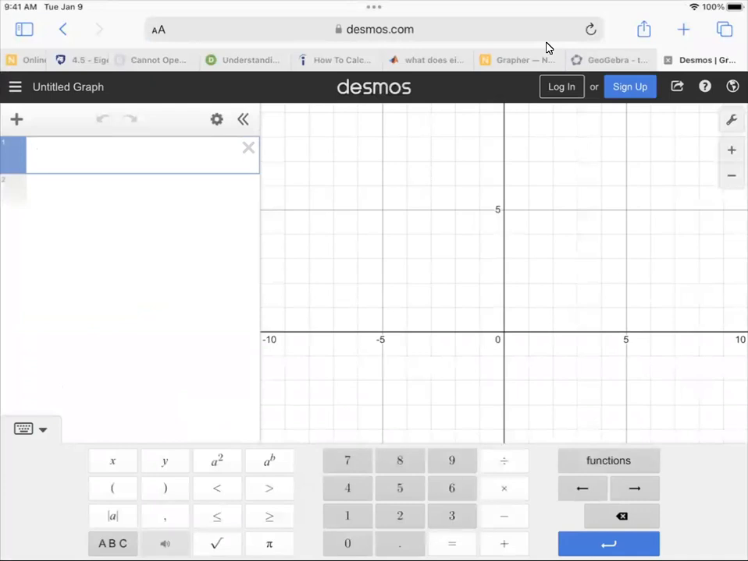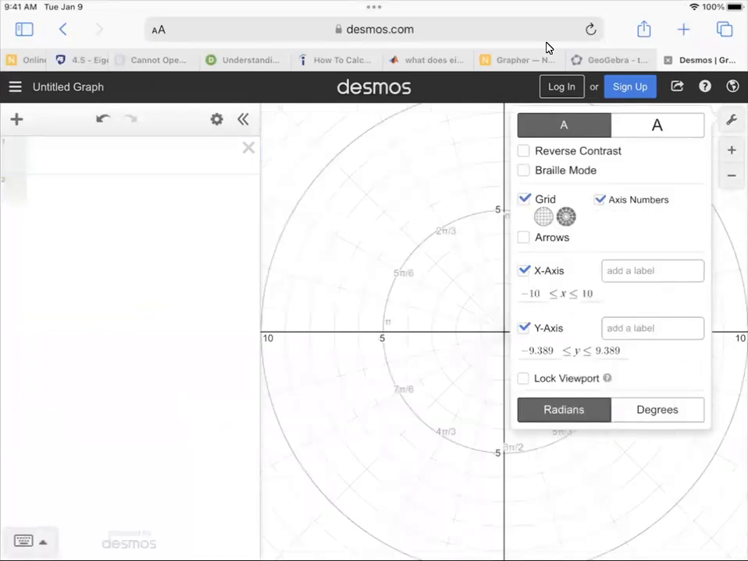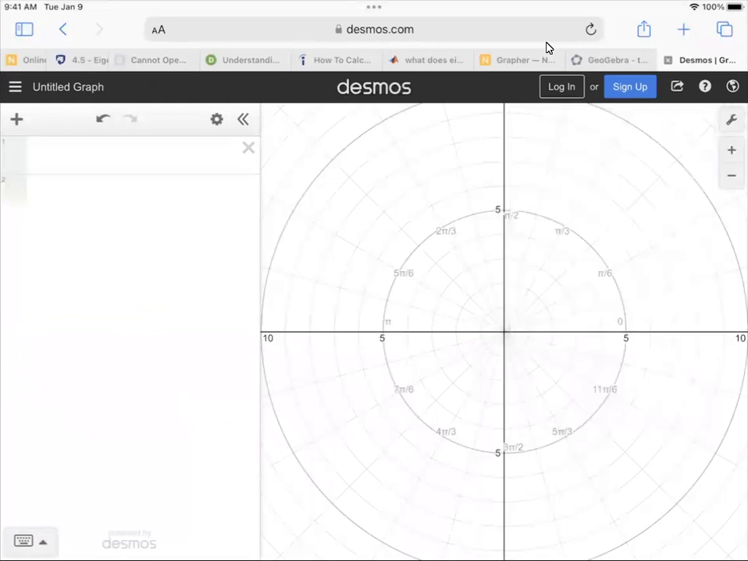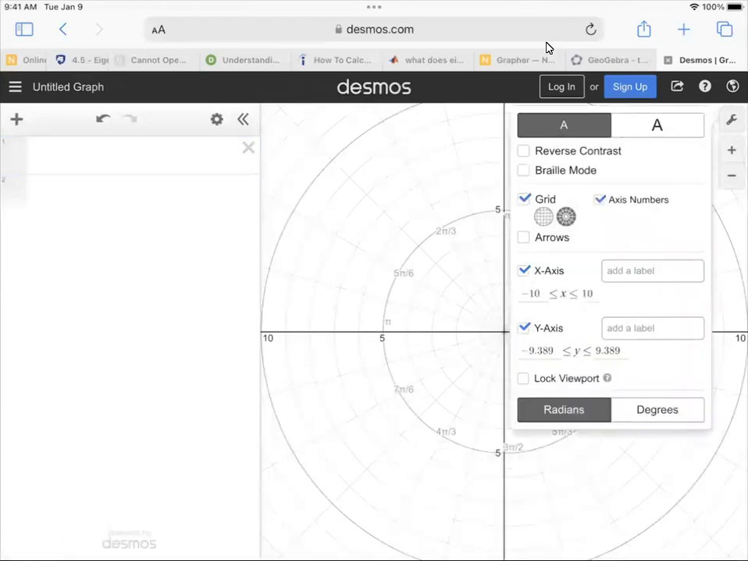But if you go to Desmos, and if you don't have a Desmos account and you plan on continuing with math, you probably want to get one because it's pretty powerful software. Same thing with GeoGebra. But if I hit on this little wrench here, I could change my coordinate system so that it's polar. So if I want to plot a point, just making sure I'm in the right form, radians versus degrees.